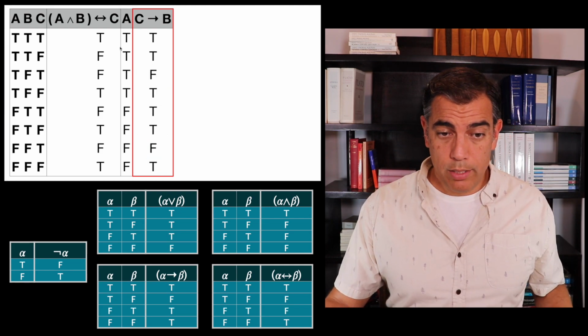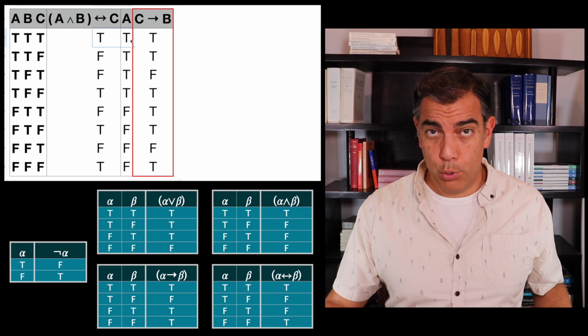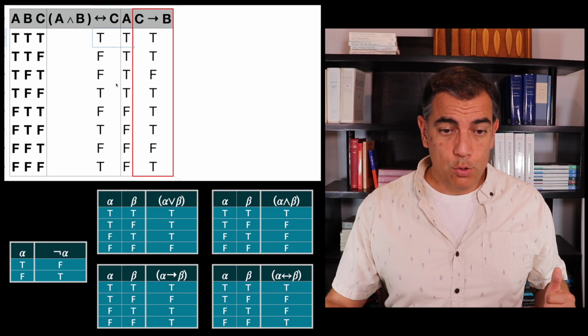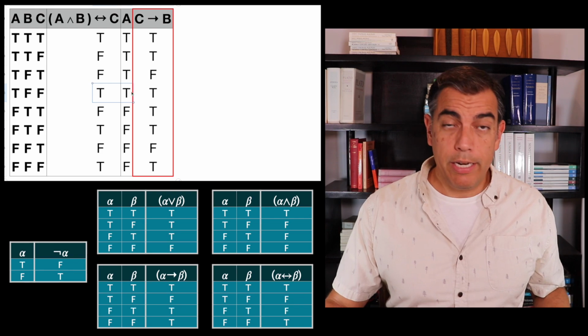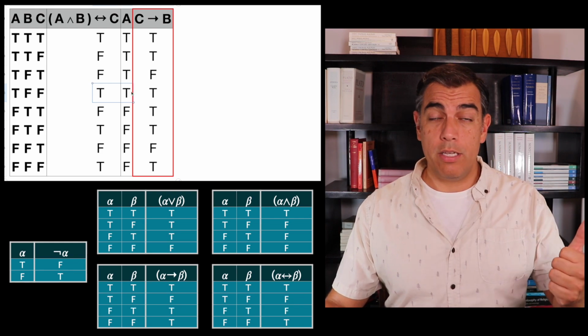Now I'll check my rows. Looks like row 1 has true premises but a true conclusion. Okay. The next row that has all true premises is row 4, and that has a true conclusion. Good. And then we don't have any other rows with all true premises. Looks like this is a valid argument.